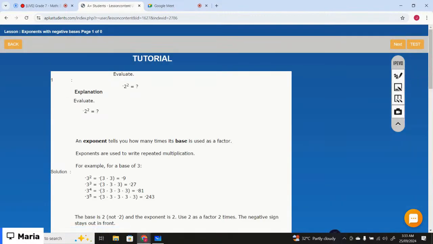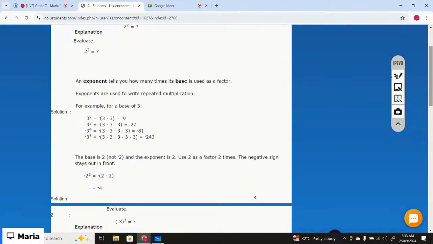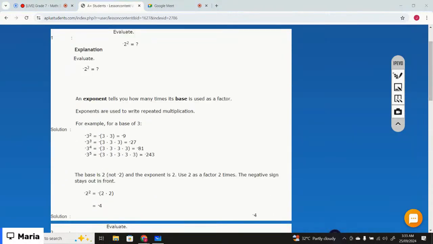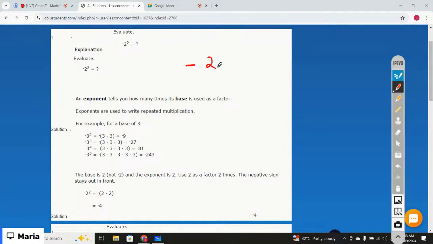The next one is evaluate negative 2 exponent 2, right? So you have a negative sign like this, not with the exponent. The base is not negative 2, the base is 2. You have to keep the negative sign like this. You have to do 2 times 2, right? The exponent 2 is of 2 only, not the negative sign. That is negative 4. If the negative sign is with the base, it would be like this, then the base is negative 2. But in this case, the base is only 2, right?